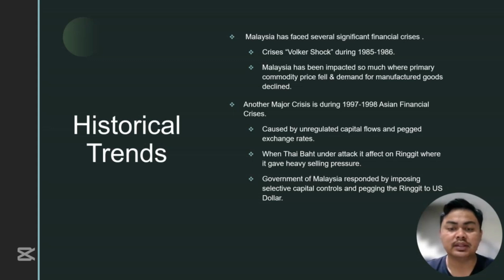So, the government implemented various fiscal stimulus packages and monetary policy measures to mitigate the impact, including lowering interest rates and increasing public spending. This effort helped Malaysia recover relatively quickly, with GDP growth rebounding in the following years.